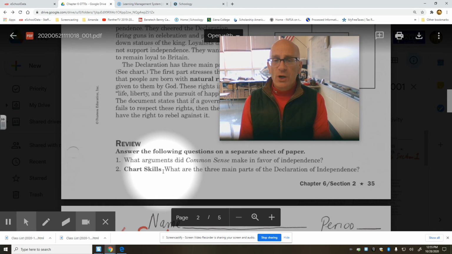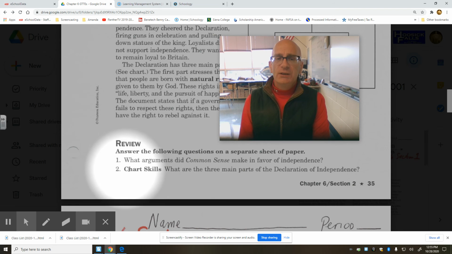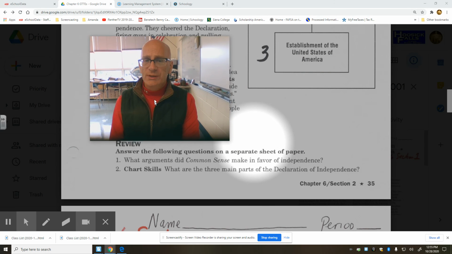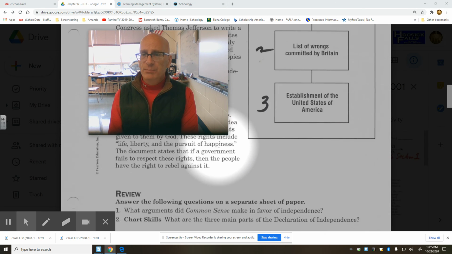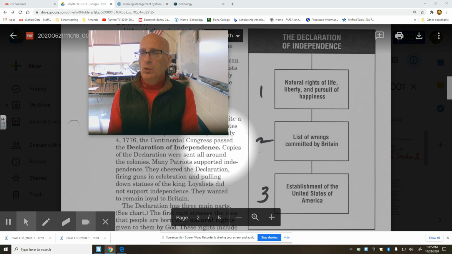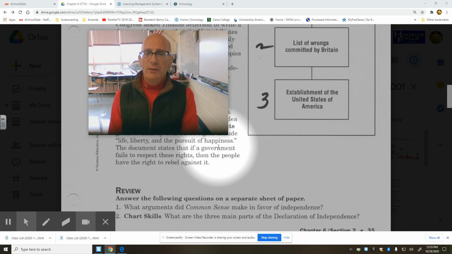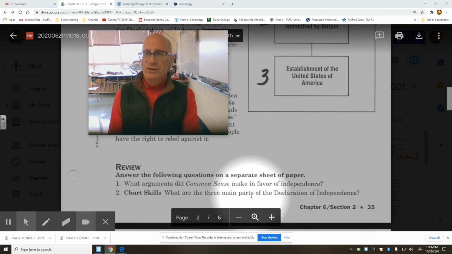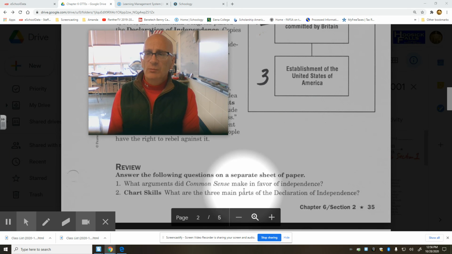Question 2 is your chart skills question. Take a look at it. What are the three main parts of the Declaration of Independence? And you are going to use the chart that appears above to answer that question. What are the three main parts of the Declaration of Independence? And we'll take a moment to discuss those in class now.